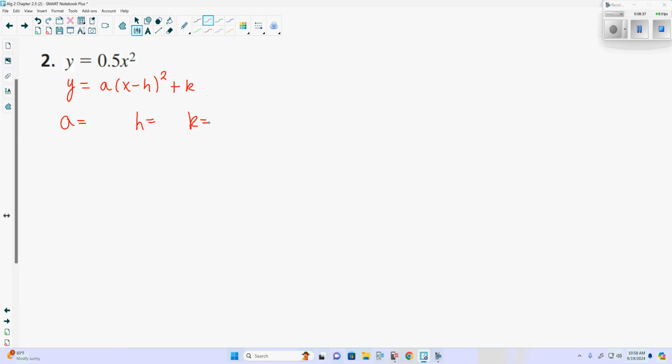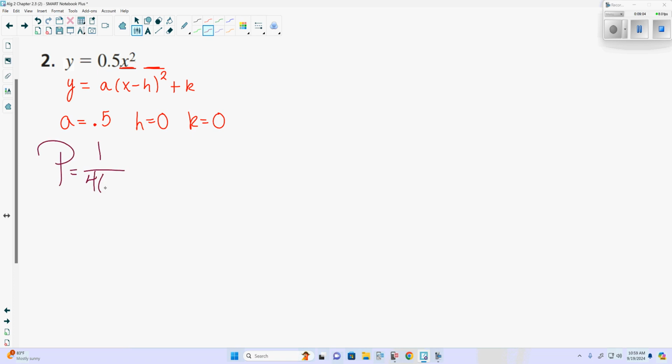Well, our a value in this case would be 0.5. H is 0. K is 0, because we don't have a set of parentheses and nothing added to it, so h and k have to be 0. There's not parentheses with something being added to x. In this case, h is 0. Nothing added to the end, so k is 0. Let's go on and find p.